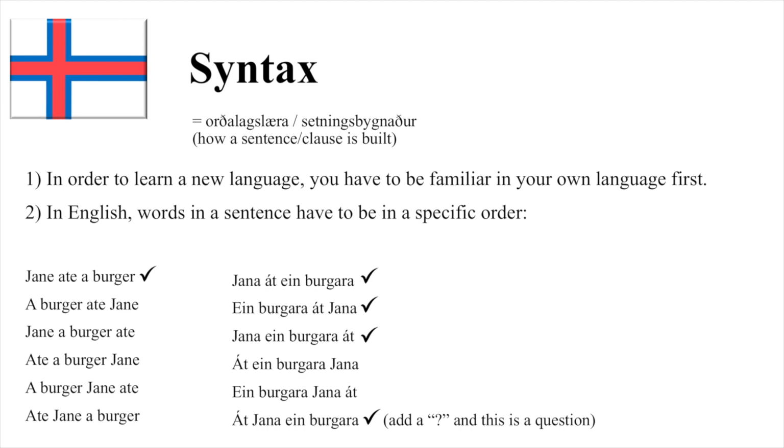Åt Jana en burgare? And the reason for this is because, for example, ein burgare is in accusative, so it doesn't really matter where in the sentence the word burgare is, because it will still show that it is in accusative. Obviously, the first sentence, Jana åt en burgare, is the most common one, sounds the most normal, but that doesn't mean that you can't say the other ones.